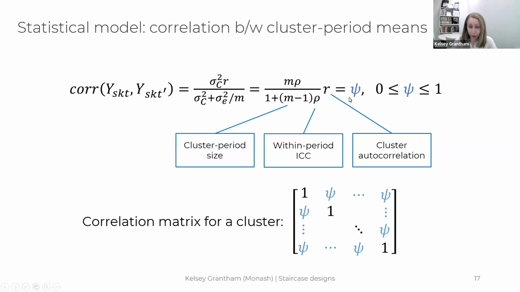And psi is a function of 3 components: the cluster period size M, the within period ICC rho, and the cluster autocorrelation R. And psi turns out to be an important quantity in a lot of the work on staircase design so far. So we'll see psi appearing in many of the later slides. And I should also point out that we're not the first ones to consider this parameter psi, although it can be called different things in different papers. But other researchers have used this parameter in methodology for stepped wedge designs, as it's a nice summary measure of several parameters. So since psi is a correlation, it ranges from 0 to 1.